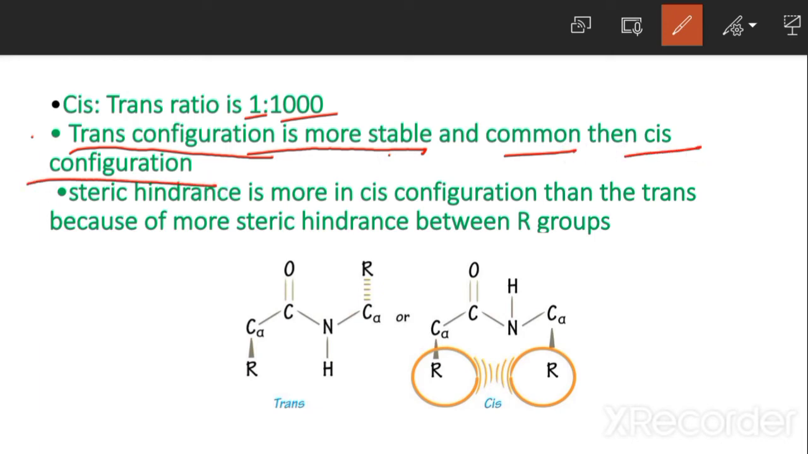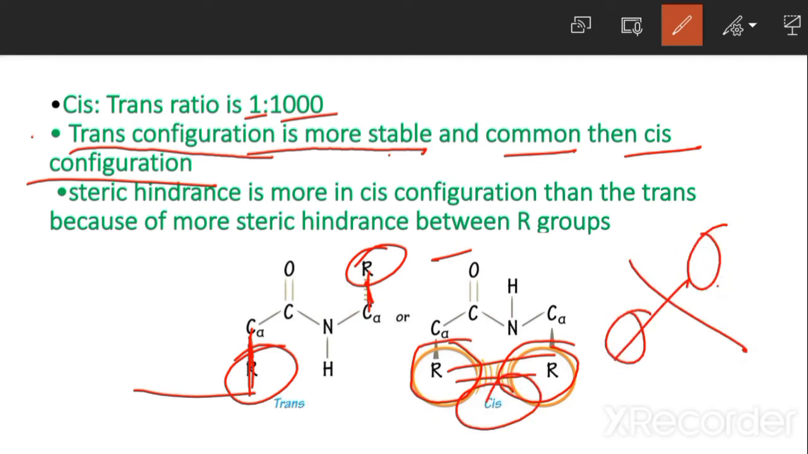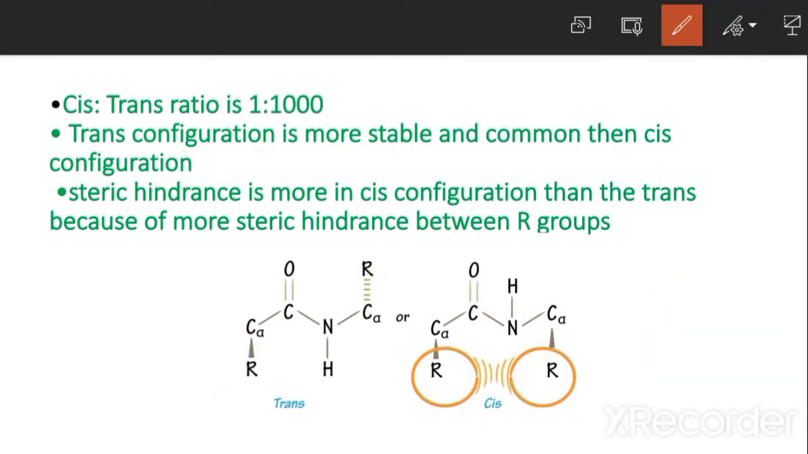What is trans configuration and cis configuration? When the R group here and the R group here are on opposite sides, it is trans. But when the R groups are present on the same side, that is the cis condition. When on opposite sides, it is the trans condition, but when on the same side, that is cis configuration.